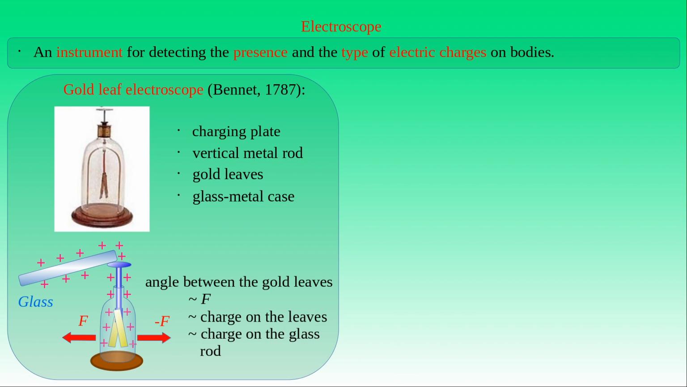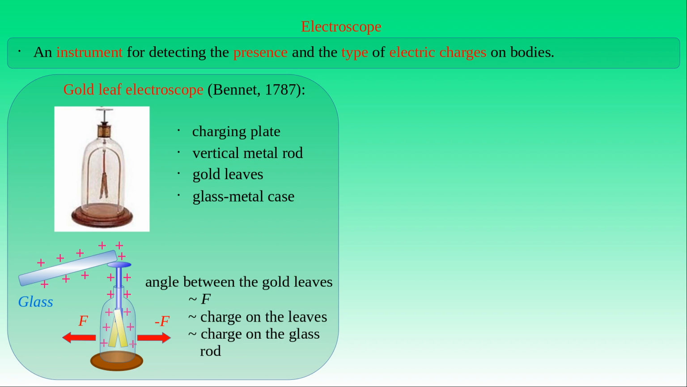The angle between the golden leaves is proportional to the original amount of charge of the body. The more the strips diverge, the greater the amount of charge in the body is. Then we conclude that the position of the golden leaves in the electroscope indicates the amount of charge of the bodies, which provides a rough measurement of charge.